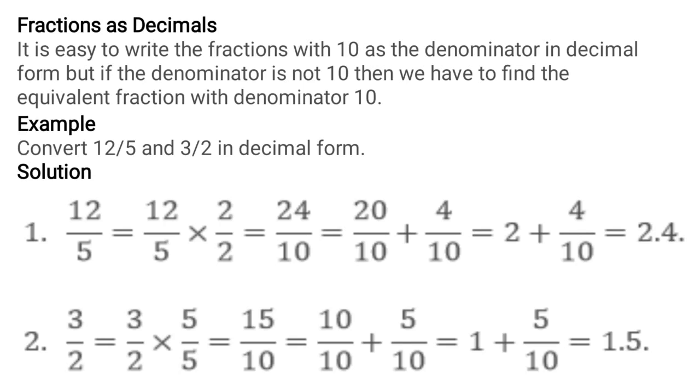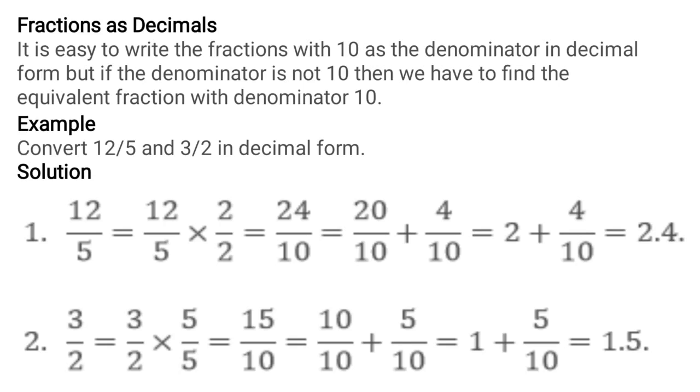Thus, let us learn this with the help of the two examples of 12 by 5 and 3 by 2 given here. Well, in order to find the decimal form of 12 by 5, we will have to multiply 12 by 5 with another non-zero fraction 2 by 2. Thus, by multiplying 12 by 5 with 2 by 2, it gives us the new fractional form with the denominator 10 as 24 by 10. And thus, the decimal form of 24 by 10 is 2.4.